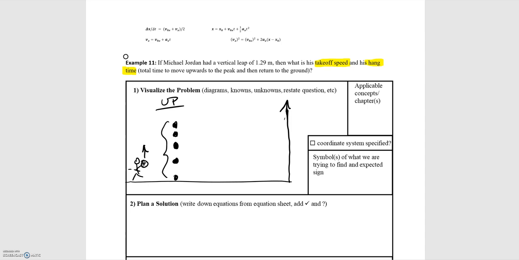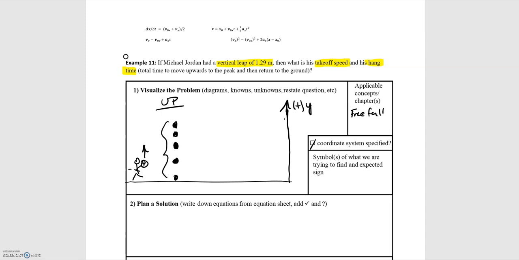We're also given information that he can jump 1.29 meters up in the air, so that's his maximum height in the air. This is a free fall type problem since we're dealing with that hang time. The first thing we're going to do is define a coordinate system. So I'm going to call the upwards direction the positive y direction.